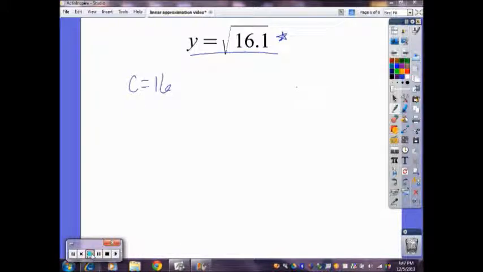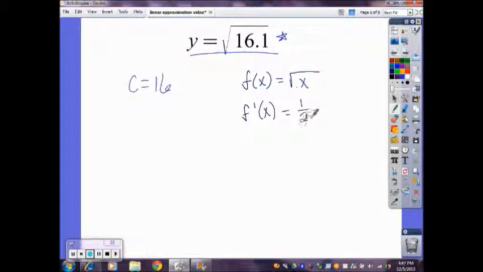So first we need to figure out what our function is, and it would be f of x equals the square root of x. That's our main function here. And then we'll need the derivative, so the derivative of that is 1/2 times x to the negative 1/2. And then we'll move on to our formula.